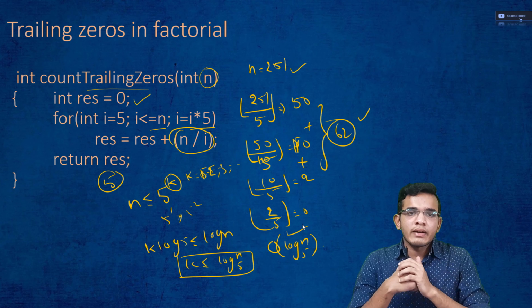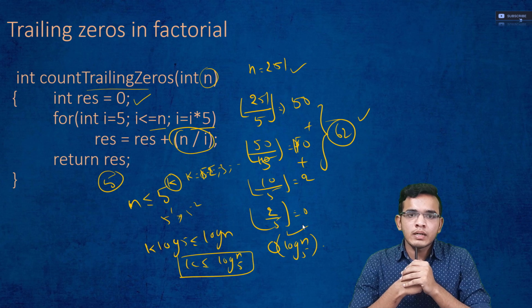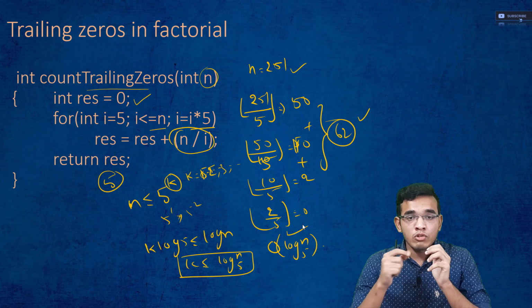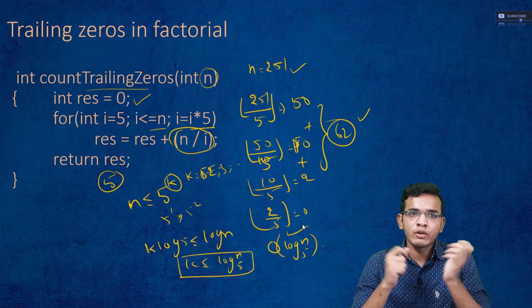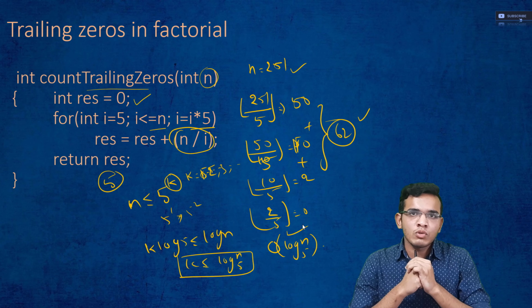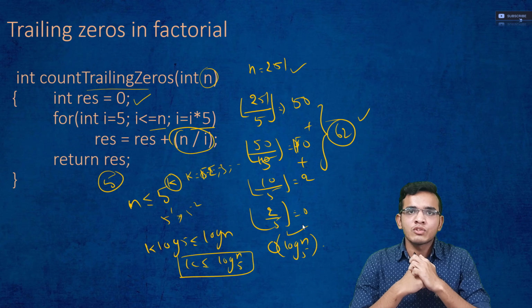So I drastically reduced my time complexity from the previous program, and also here I would not get the problem of fitting my number into an integer value. So this is all about the trailing zeros problem. Thank you.